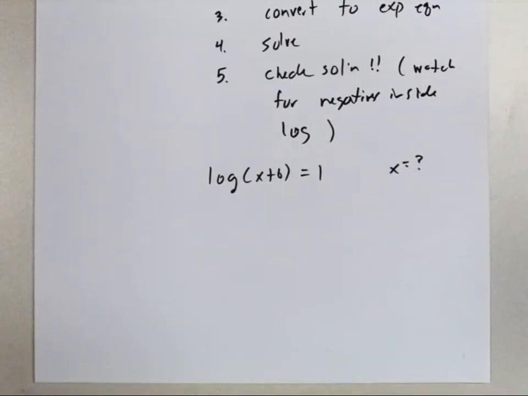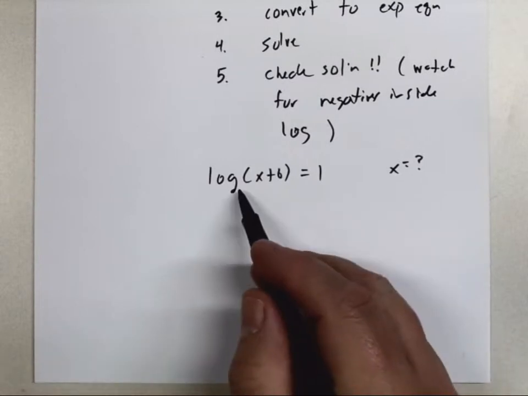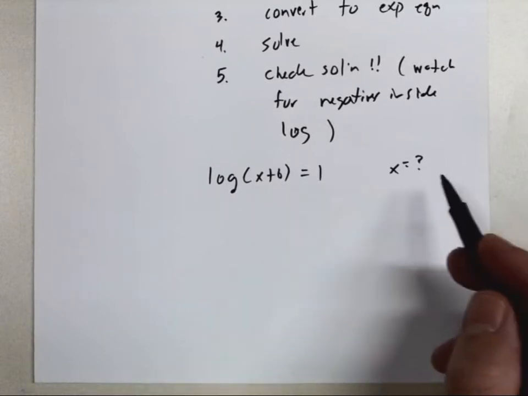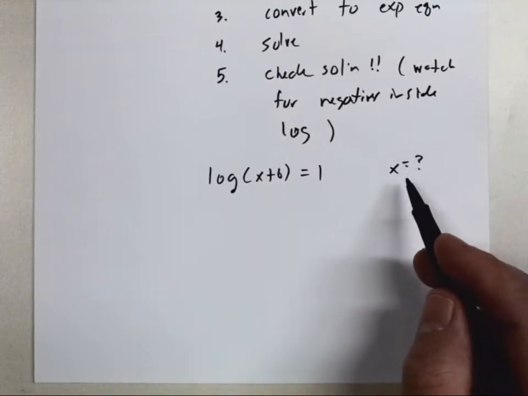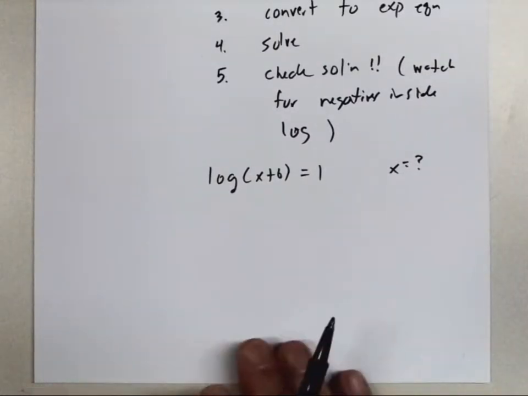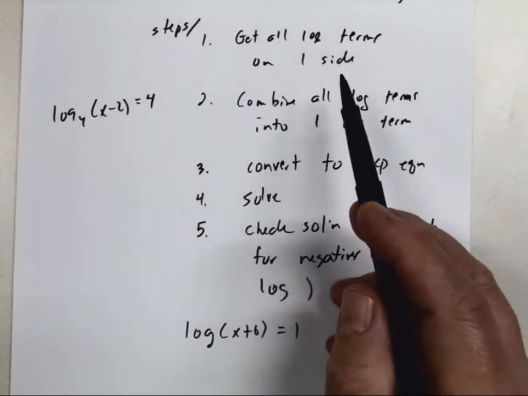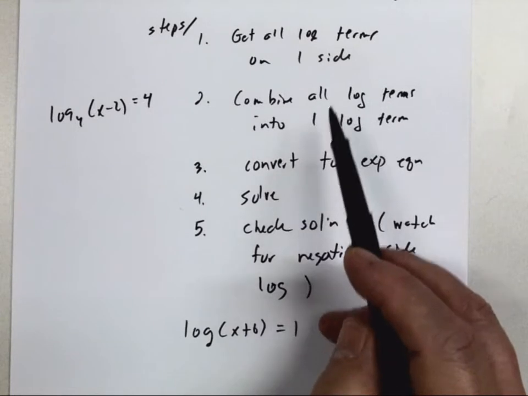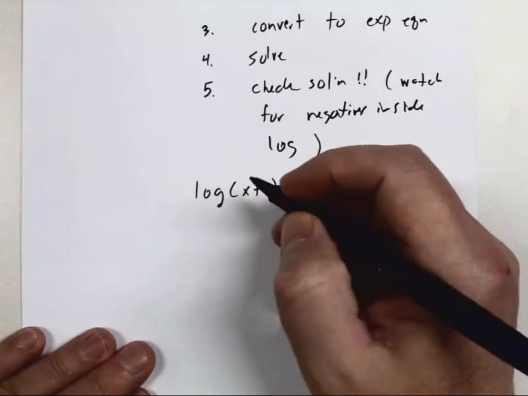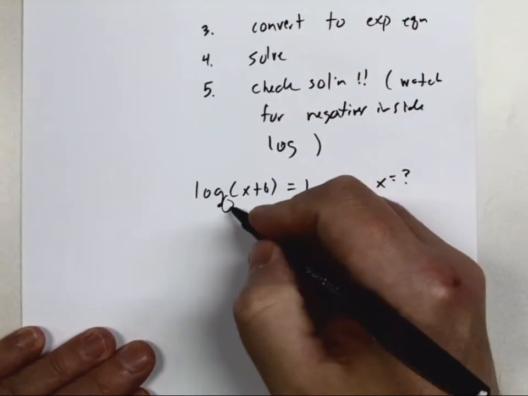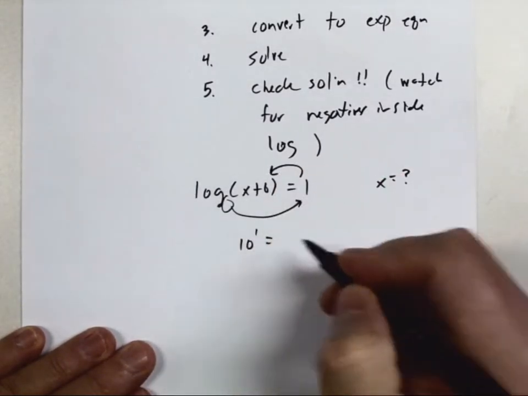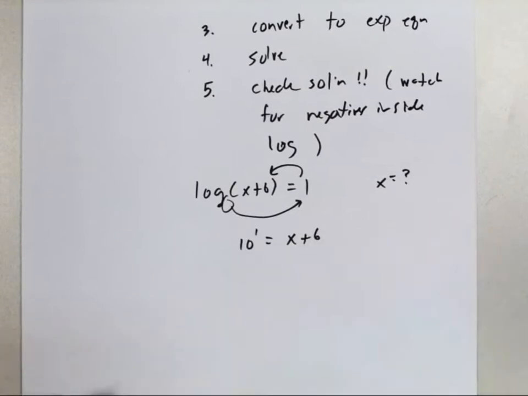Pretty straightforward equation. Log, what's the base here? Base is 10, right? So log base 10, or common log, of x plus 6 equals 1. Solve for x. This first example is actually only one log term, and it's already by itself. So really, first two steps I can sort of skip. So I'm now at the point where it says, now convert it into an exponential equation. Circle method, right? Ten to the first equals x plus 6.